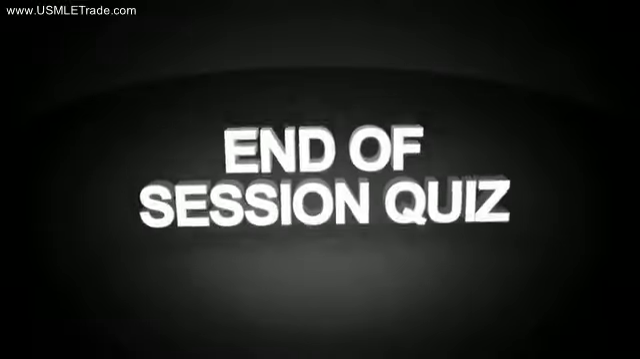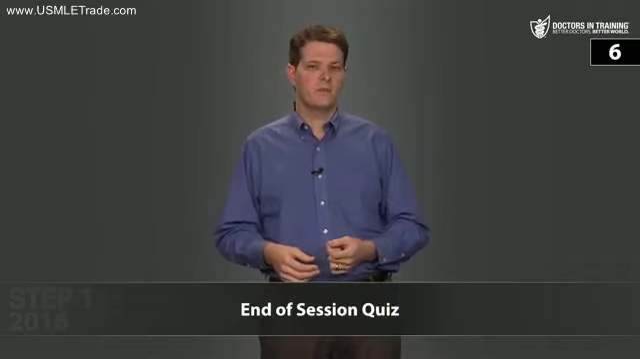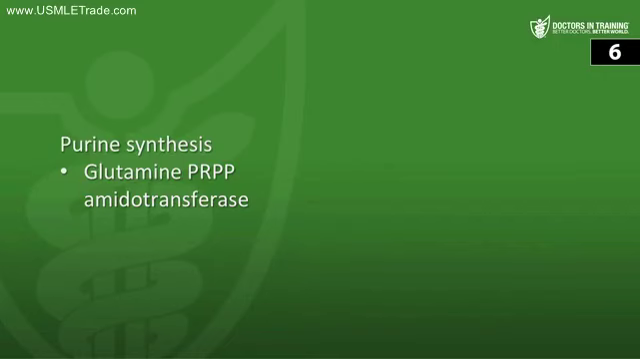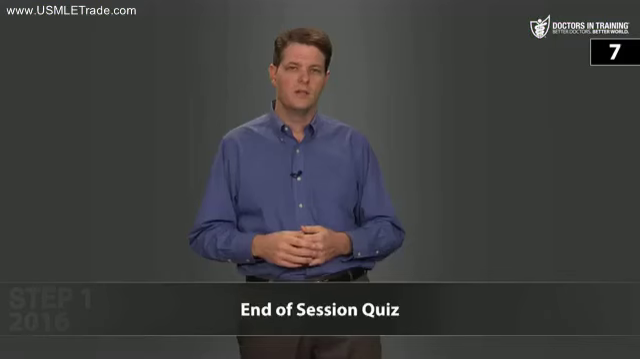So that brings us to the end of session quiz. So here I want you to pause the video, work through those quiz questions, and then we'll go through the answers. All right, first question. What's the rate-limiting enzyme in purine synthesis? We said it's glutamine PRPP amidotransferase. And what about in pyrimidine synthesis? It was CPS2. Next question.